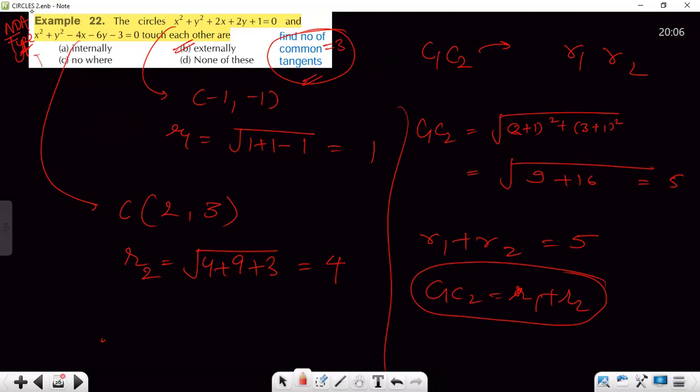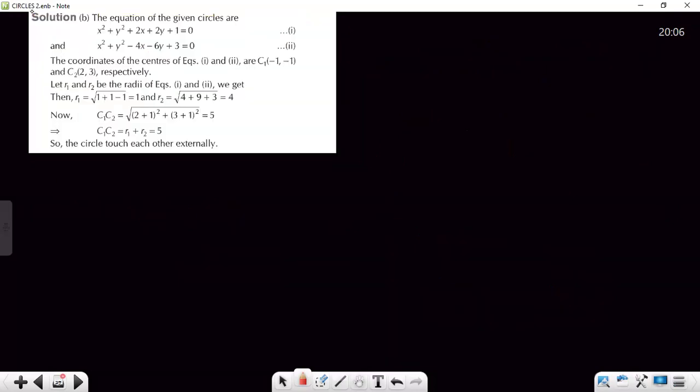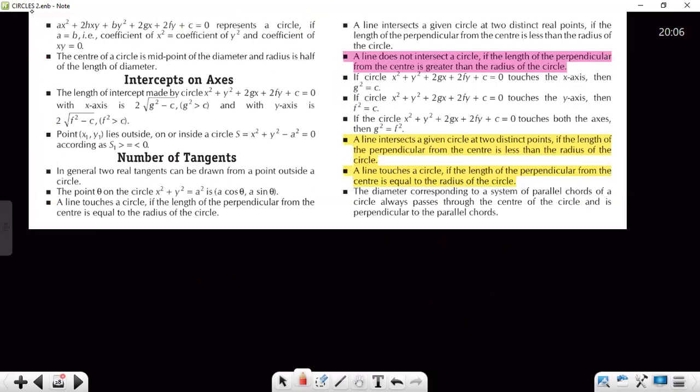Look here also. They have compared the distance between C1, C2 and R1 plus R2. So this chapter is finished. Let's revise. This is the equation of a circle. If A and B are equal, the general equation includes x square plus y square plus 2gx plus 2fy plus c equals 0, where the coefficients of x square and y square are 1, and the coefficient of xy is 0.